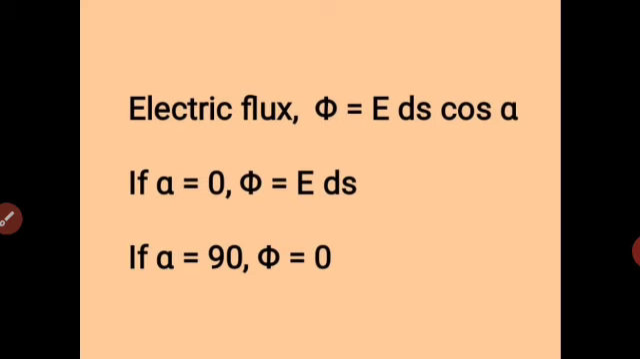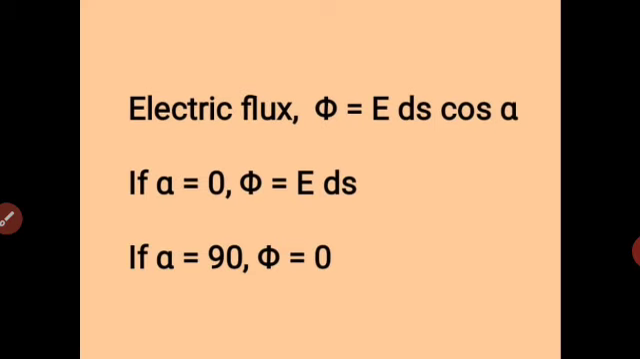The electric flux is represented in magnitude by phi equals E ds cos alpha. Alpha is the angle between E and ds. When we have the electric field and ds acting at a certain angle, we have the dot product, which is represented by E ds cos alpha.